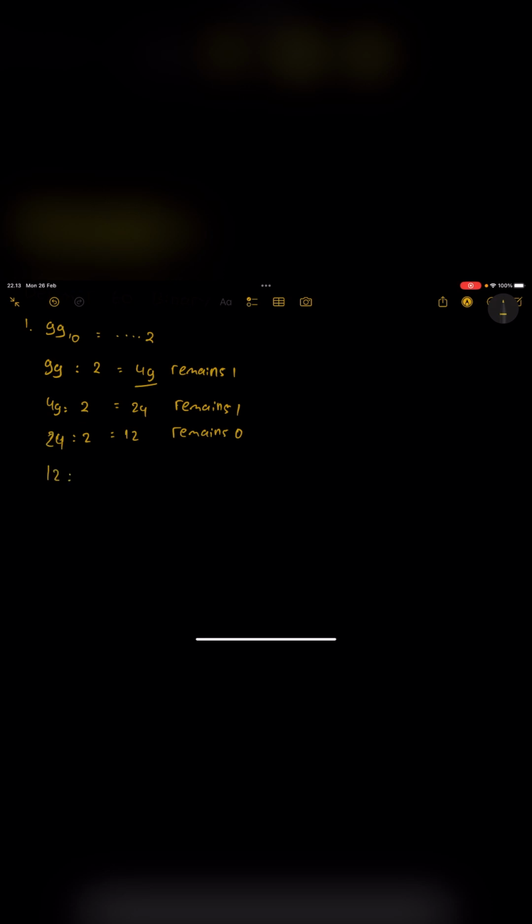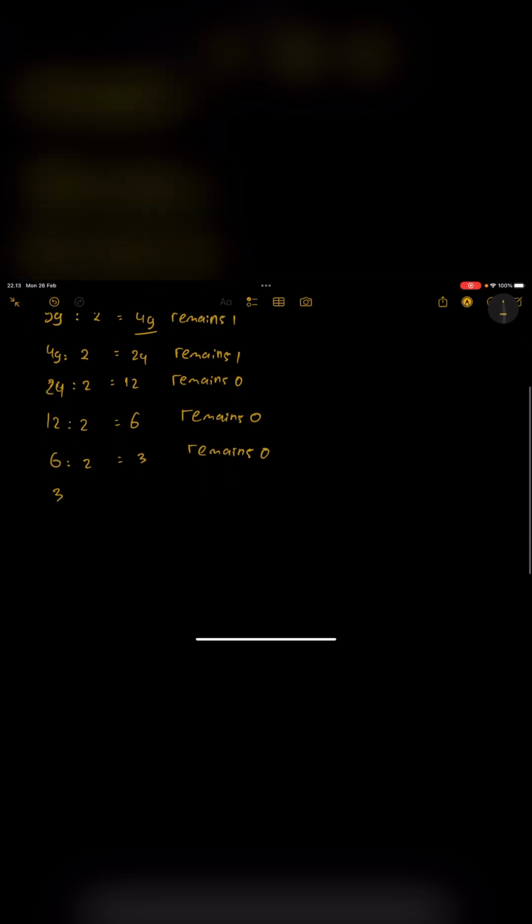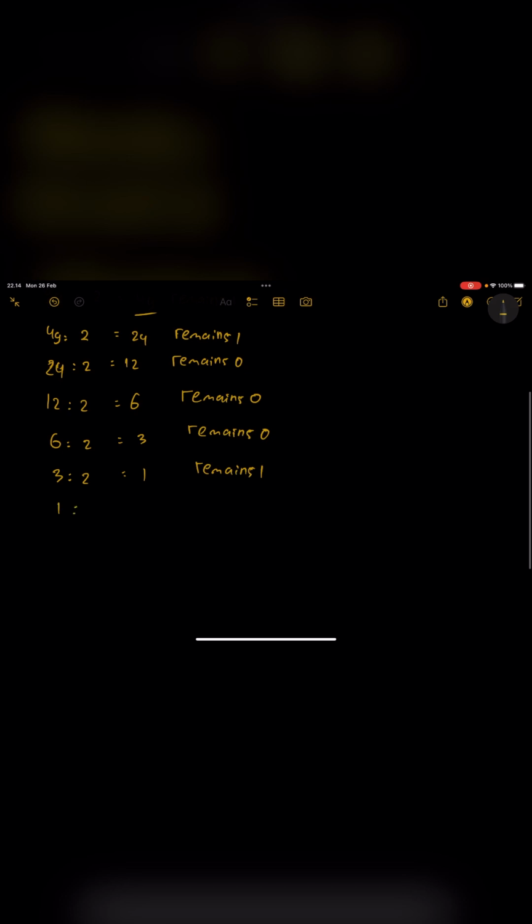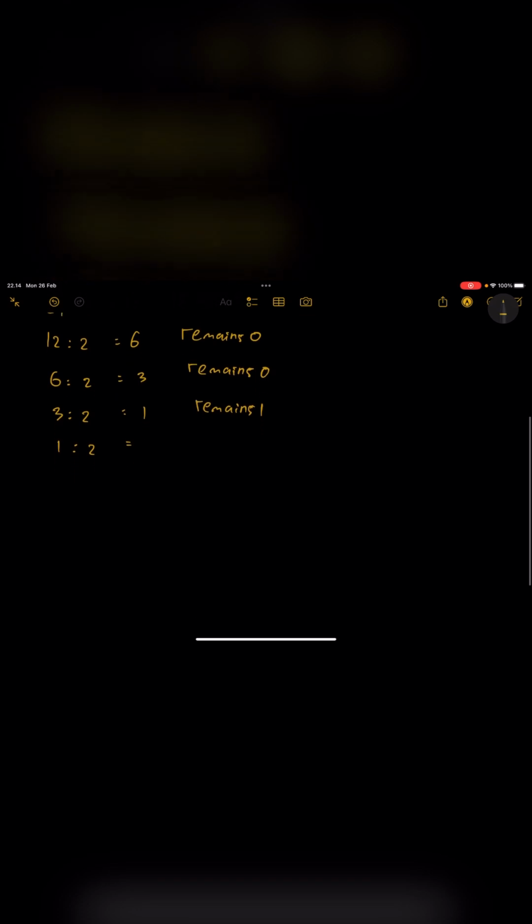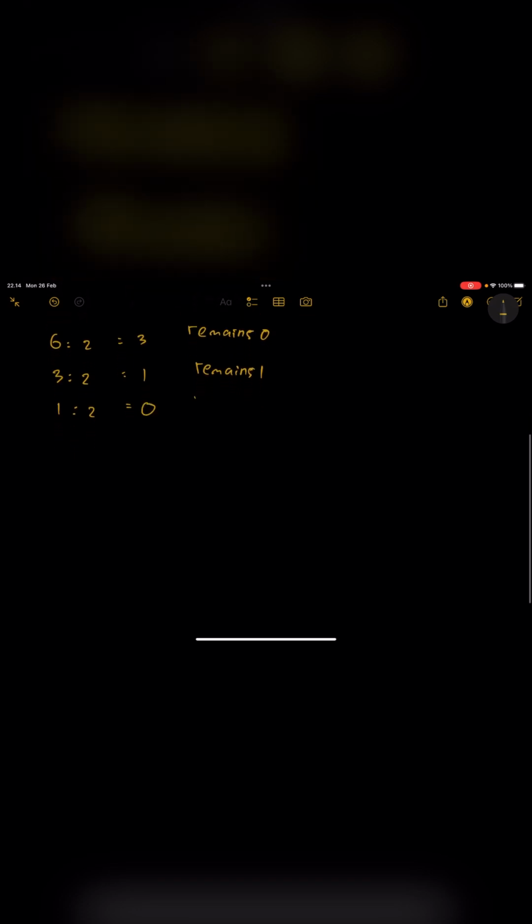We divide 12 by 2, we get 6 with the remainder 0, and we divide 6 by 2, and then we get 3 with the remainder 0. Then we divide 3 by 2, and we get 1 with the remainder 1. And we divide 1 by 2, and it will be equal to 0 with the remainder of 1.